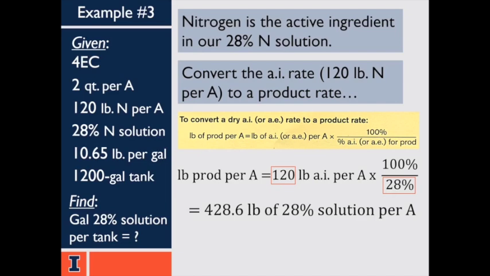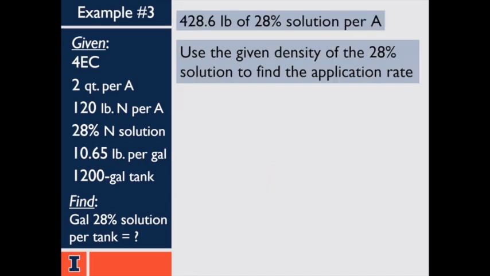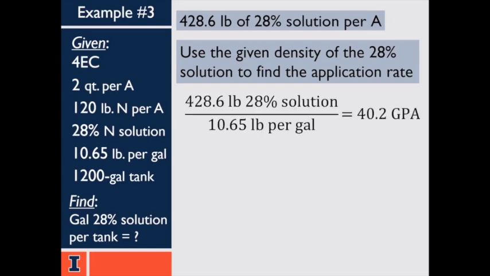We eventually need to find the gallons of nitrogen solution per tank, so it's necessary to convert the pounds per acre rate that we just found into a gallons per acre rate. To do this, we must know the density of the solution. The problem statement provided this as 10.65 pounds per gallon. Dividing 428.6 by 10.65 gives us a nitrogen solution rate of 40.2 gallons per acre.